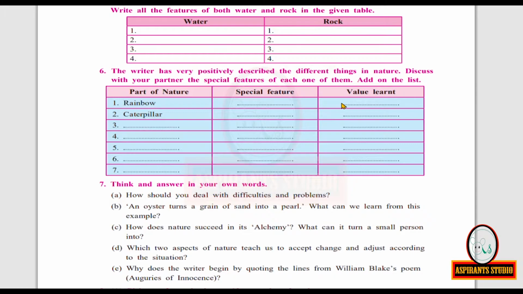for value learned you have to write in sentence format. So write, even when there are problems in the surroundings, we must be cheerful and spread happiness.